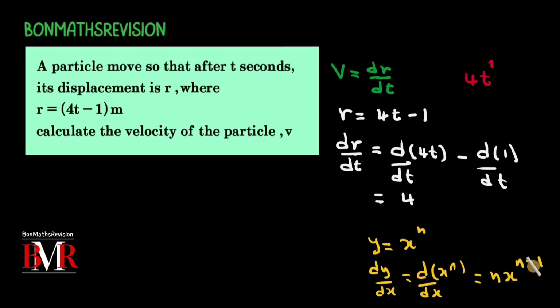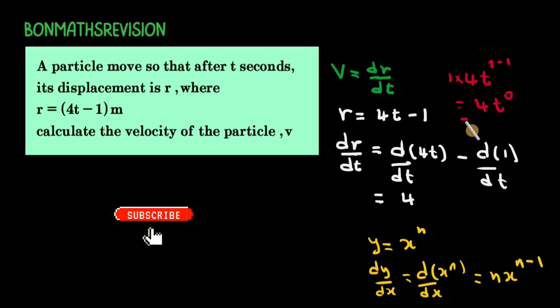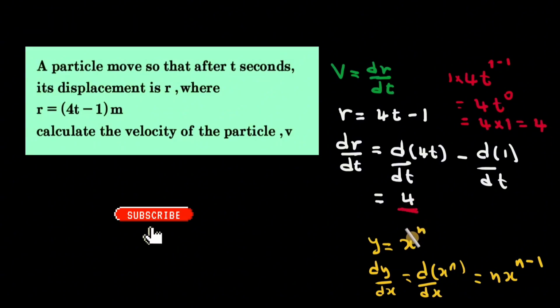So using this formula, I'll take 1 minus 1, that's times 1, which is the same as 4t to the power 0. Any variable or number raised to the power 0 is always 1. So it means here I'll have 4 times 1, that's t to the power 0 is 1, which is the same as 4. So that is why I'm having 4 here.